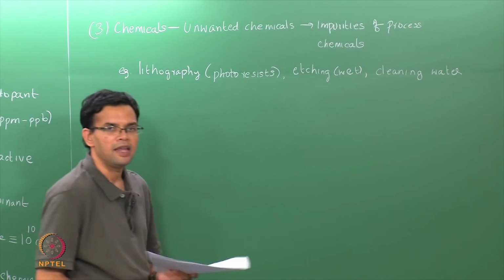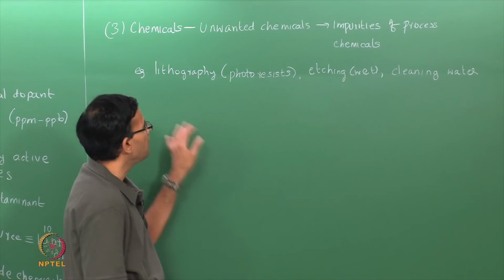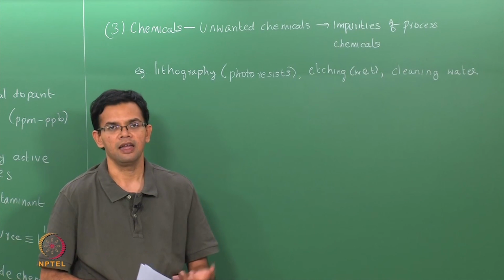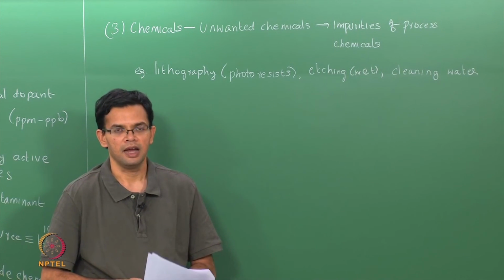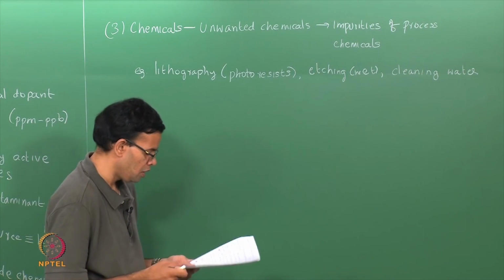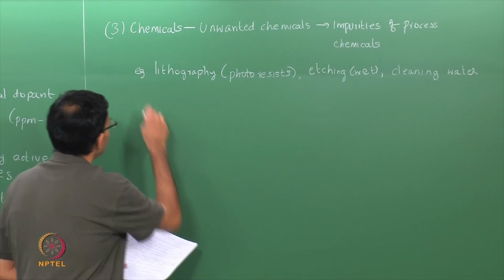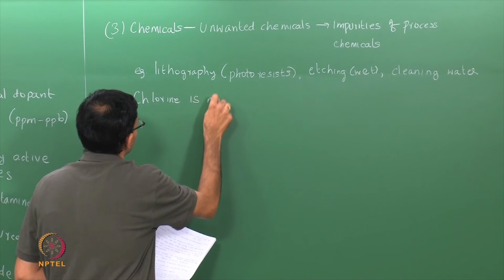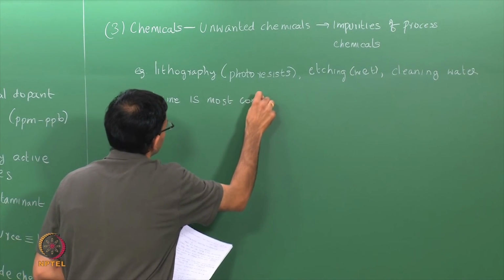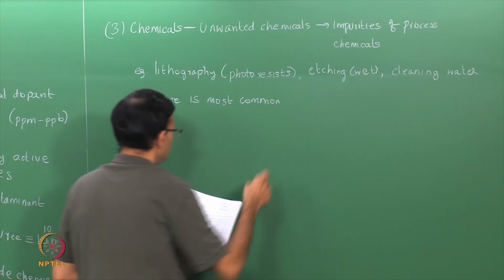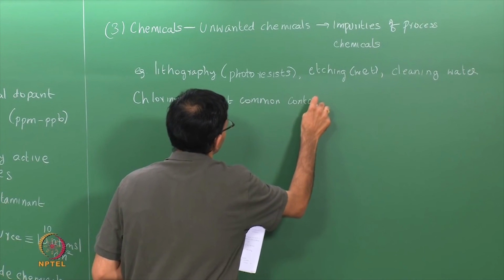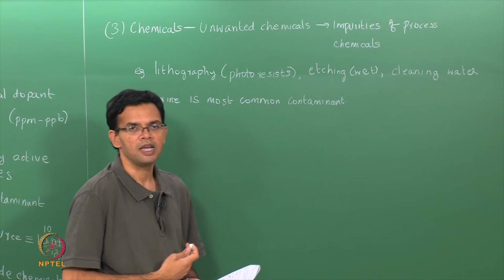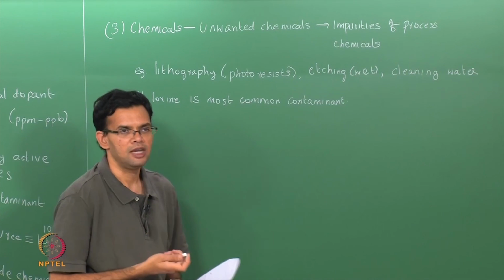So, in all of these areas, any impurities to the chemicals that are used can again affect the quality of the device and can again degrade the device performance and affect the yield. In the case of chemicals, chlorine is usually the most common contaminant. So, if you are using a chemical for etching, chlorine can essentially affect the etch rate.